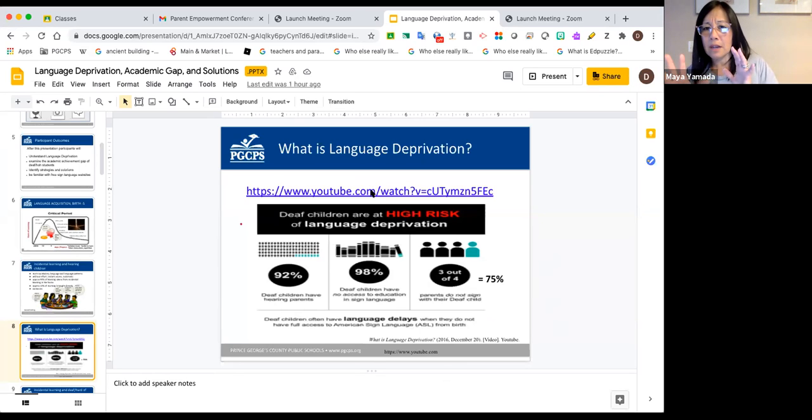Oh, but before I begin, just so you know, if you see the statistics there, 92% of deaf children have parents who can hear. And all those parents, 75% of them do not sign. They may sign some, they might sign a little bit, but not enough to provide that access to the visual language. Now, I'm not saying all deaf and hard of hearing children need sign language.